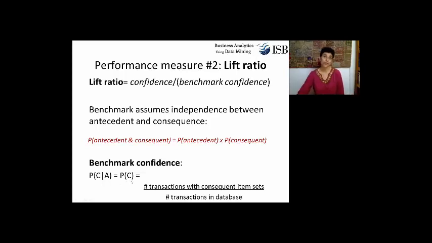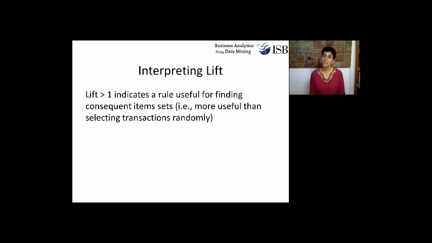The probability of the consequent, or the support of the consequent, is simply the percentage of transactions with these consequent item sets. In other words, I'm counting the number of transactions with the consequent item sets and dividing it by the total number of transactions in the database. So we're calibrating our confidence by dividing it by this benchmark of independence. And what this means is that the lift ratio should be larger than 1. If the lift ratio is larger than 1, this indicates that this rule is more useful than just some kind of a random choice. If the lift is equal to 1, it means that our rule is no better than random, that the numerator is equal to the denominator, which is based on independent events.